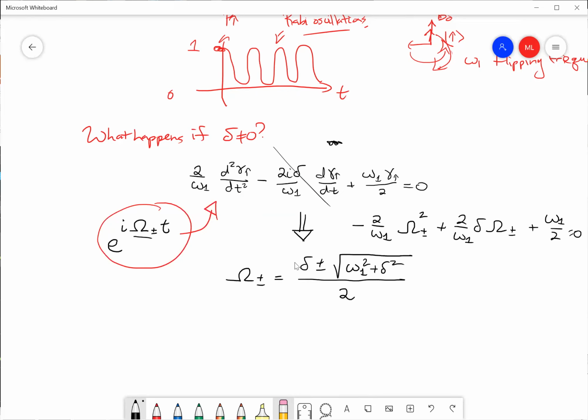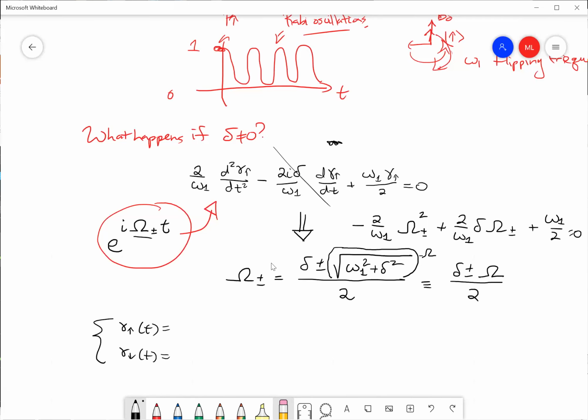So you see, when the detuning is 0, of course, this just reduces to plus or minus omega 1 over 2, as we expected. That's just going to be the Rabi frequency. But otherwise, it's going to be more complicated. We can define this as delta plus or minus omega over 2, where omega is this quantity right here. It's the quadrature addition of omega 1, the Rabi frequency, and the detuning. So this is what we call omega without a plus or minus. So that's what we have. And then, of course, those are your solutions. So we can just write down what gamma up and gamma down are as a function of t.